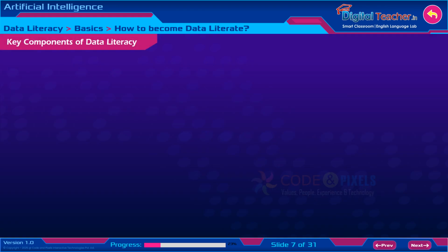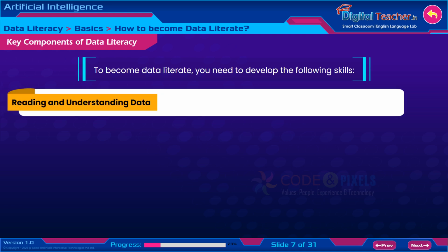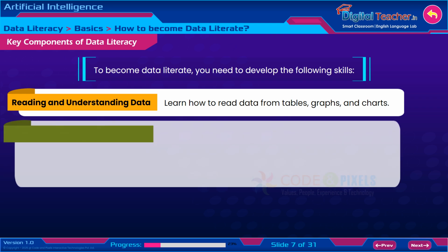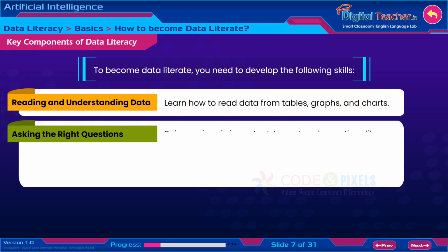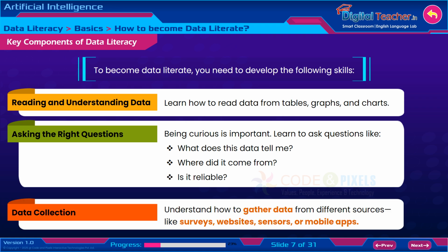Key components of data literacy. To become data literate, you need to develop the following skills: reading and understanding data. Learn how to read data from tables, graphs, and charts. Asking the right questions. Being curious is important. Learn to ask questions like, what does this data tell me? Where did it come from? Is it reliable?